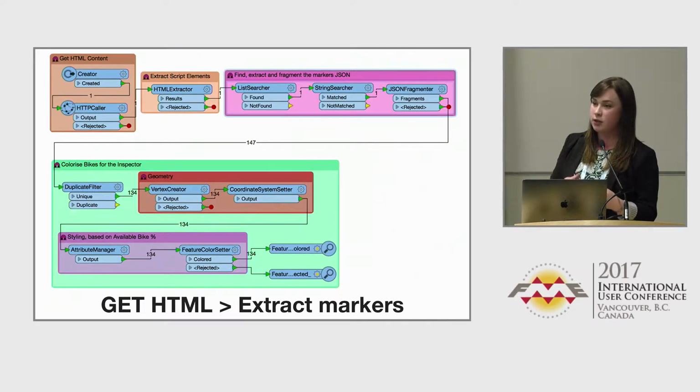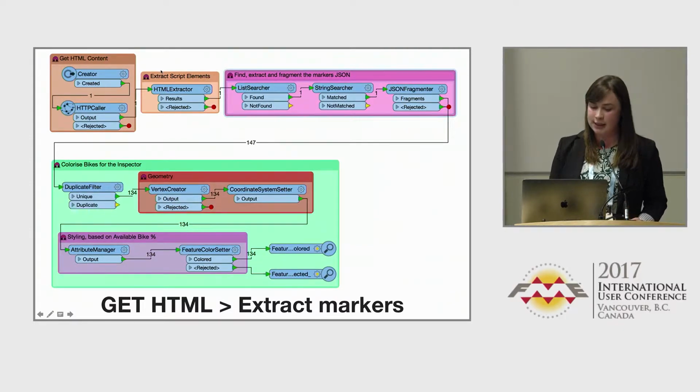So I was having to search through all of those lists to find the bike slots, so I knew I was hitting the right JSON. Using a string searcher to get the right bits out, a JSON fragmenter to split them out into each individual bike station, and then just doing some fancy bits at the end just to colorize it when it went to the data inspector.